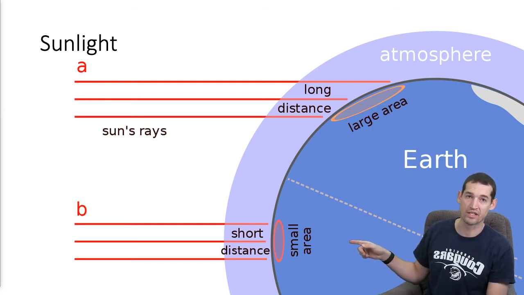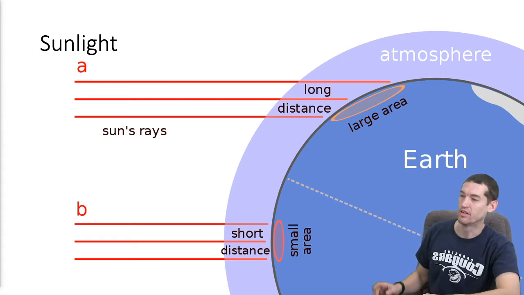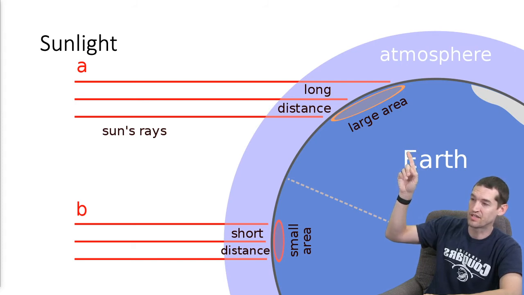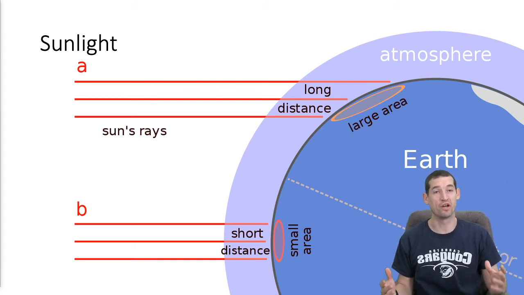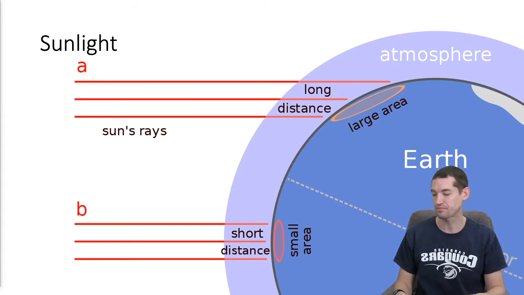So if you are closer to the equator, you tend to have parts like this where the sun's rays hit you more directly. The farther you get from the equator, the more spread out those sun rays get, kind of like this. And so the temperatures tend to not be as warm because that sunlight is spread out over a larger area.